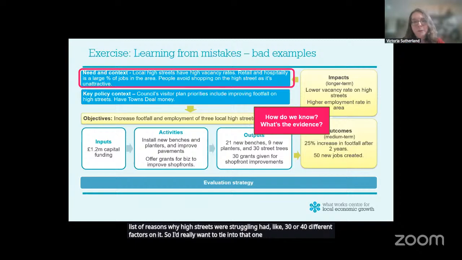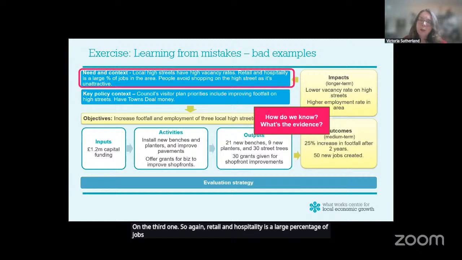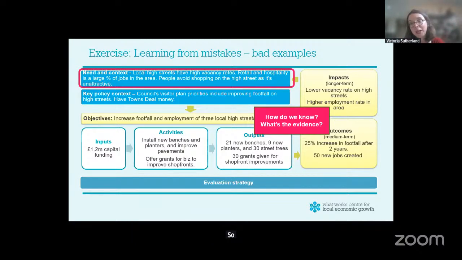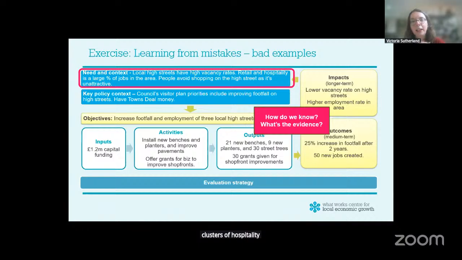On the second one, retail and hospitality is a large percentage of jobs in the area. There are lots of national data sets that would tell you whether that is true, but I'd really want to interrogate it in a slightly different way. Number one, it might be true that retail and hospitality is a high percentage, but that doesn't tell you whether these three high streets are the reason. Perhaps those jobs are elsewhere, perhaps in a large retail park, or nice residential areas that have clusters of hospitality businesses in them. I would want to dig into that.